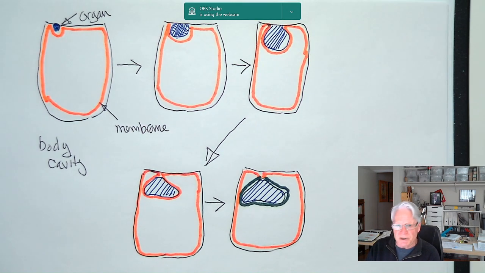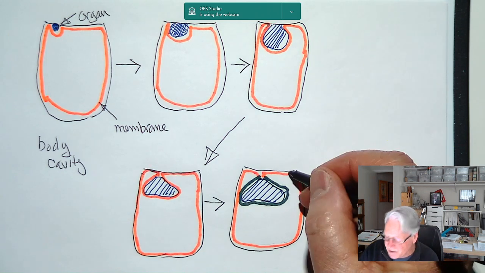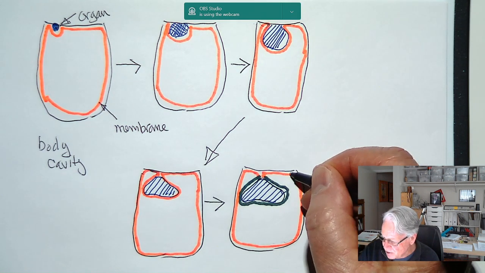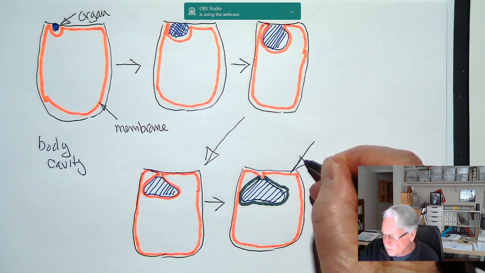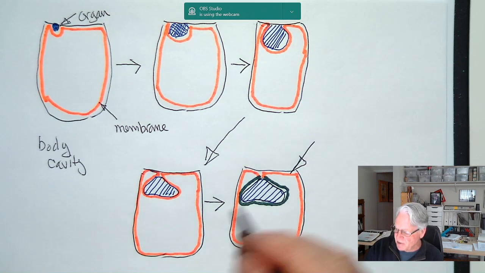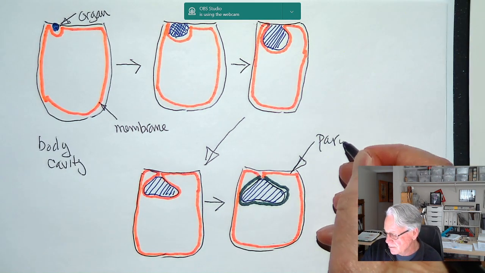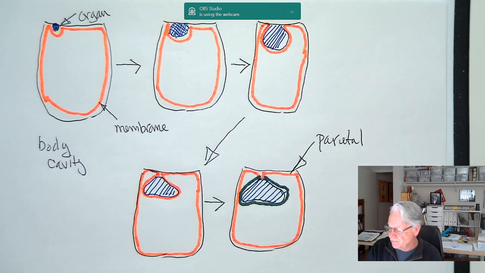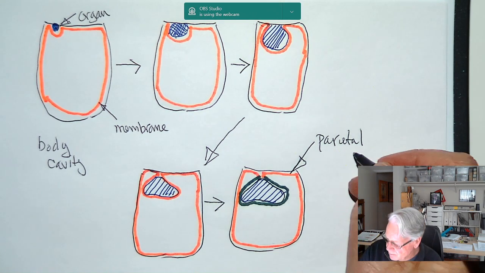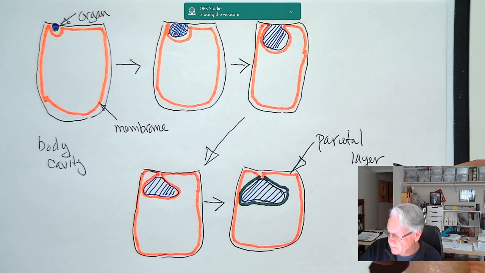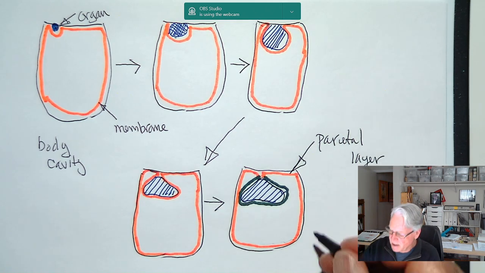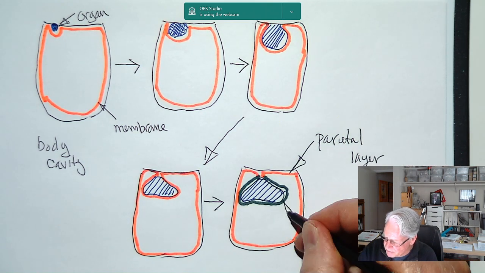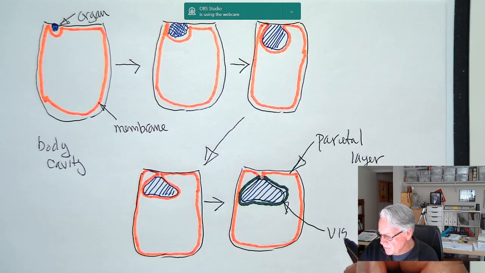These two things are referred to as separate things because they are found in different places. So the part that's connected to the wall of the cavity is the parietal layer. And the part that's connected to the organ is the visceral layer.